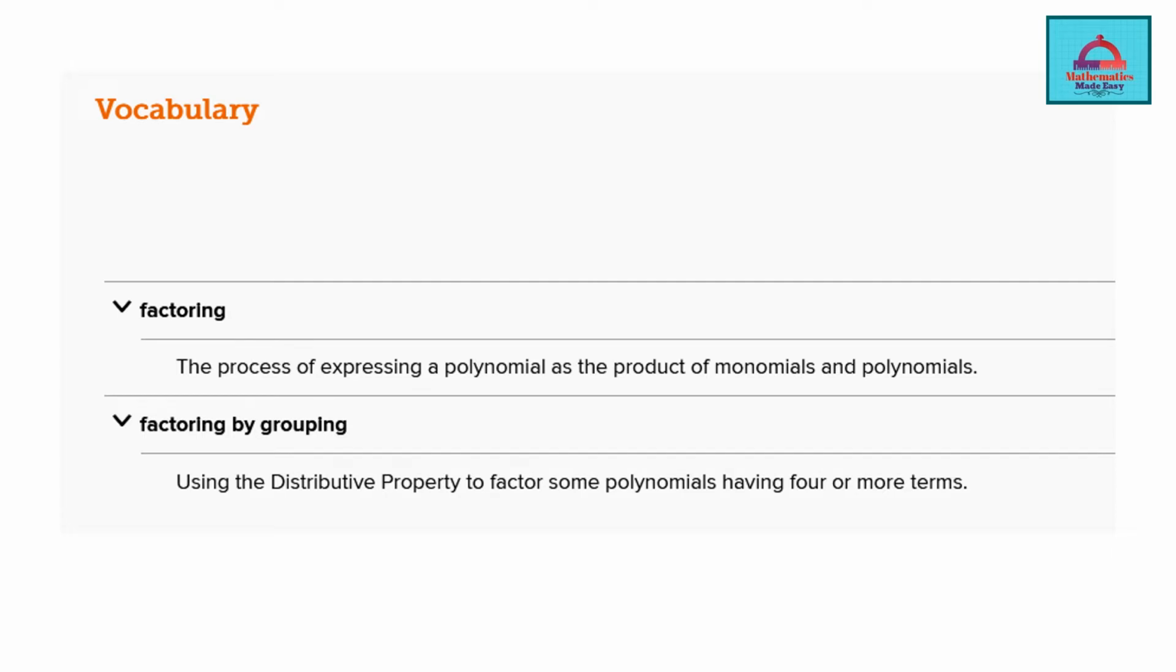So in a way, you could say that factorization is the opposite of multiplication, and the method that you are going to use in today's session is called factoring by grouping, where we are going to use a lot of distributive property. So you will use the distributive property to factor some polynomials having 4 or more terms using the method of grouping and regrouping. So let's dive into the video and see the key concept for today.